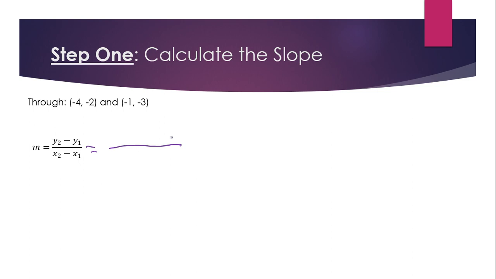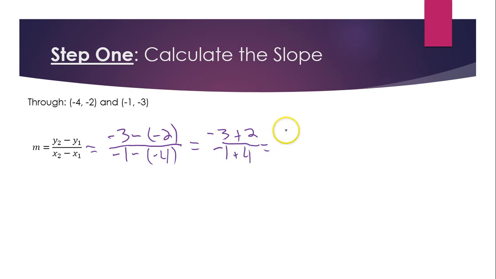So my y2 minus my y1 is going to be -3 minus -2. And my x2 minus x1 is going to be -1 minus -4. Okay, so I clean this up. -3 minus -2 will be -3 plus 2. -1 minus -4 will be -1 plus 4. I'll clean it up one more time to get the slope. -3 plus 2 is -1, and -1 plus 4 is 3. So my slope, which is your m value, is -1/3.